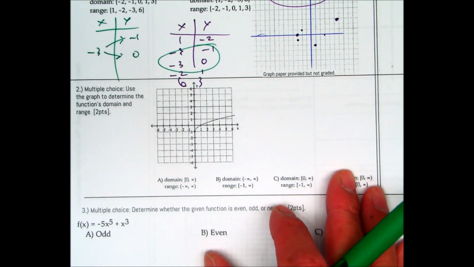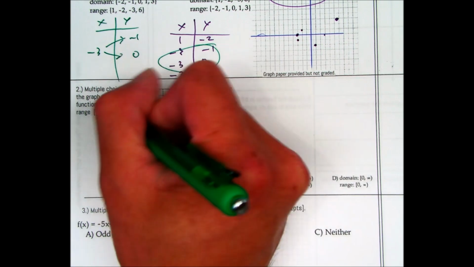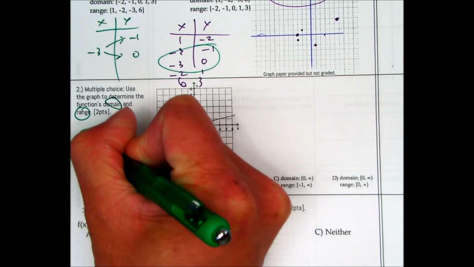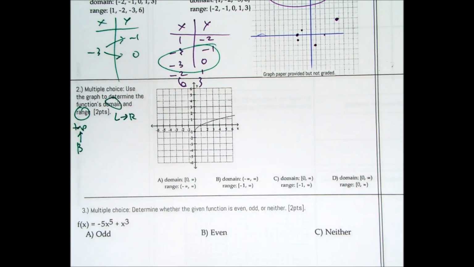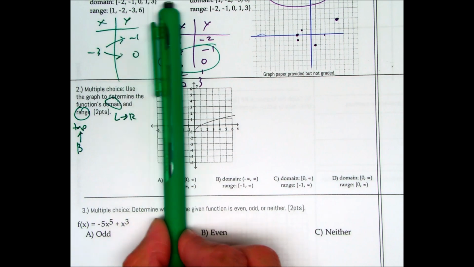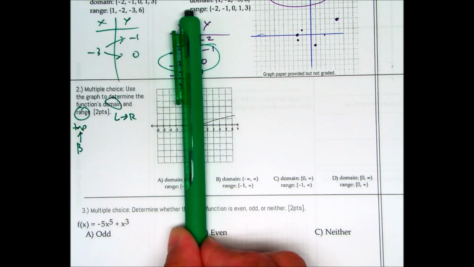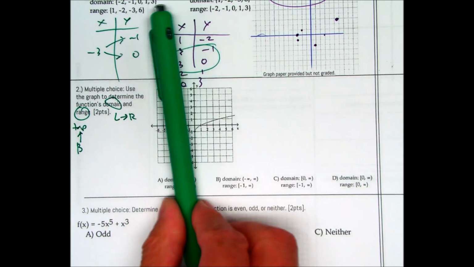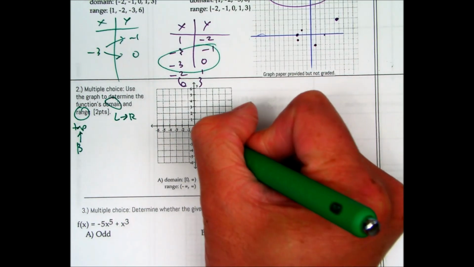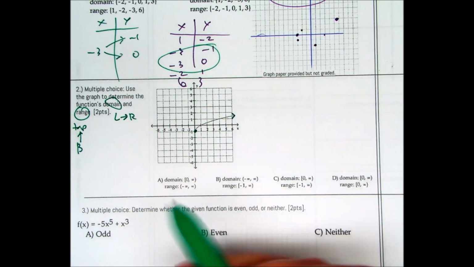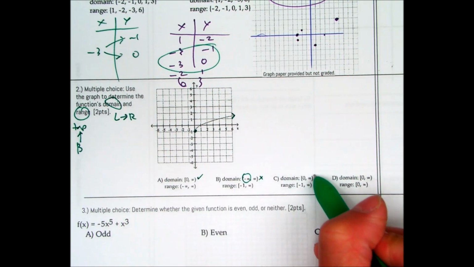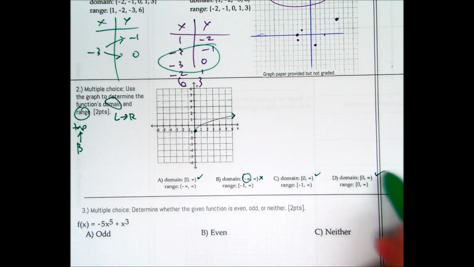Question number 2, use the graph to determine the function's domain. So domain is going from left to right, and range is going from bottom to the top. If I do left to right, this is referring to the x-axis, so starting here at 0, domain starting at 0, and going towards the last thing you're touching, infinity. So these are closed circles right there. So this one works. This one does not because of that. This one works, and this one works.